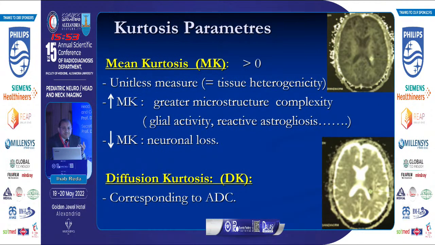Now, what are the parameters used in diffusion kurtosis? We have what we call mean kurtosis. It is a unitless numerical value, no units. It is just a number more than 0. It increases according to the microstructure complexity and decreases in neuronal loss. The other one is diffusion kurtosis, which corresponds to our ADC.